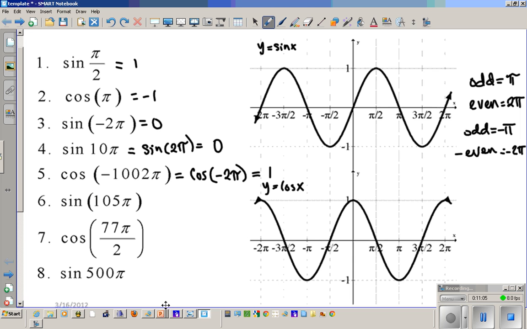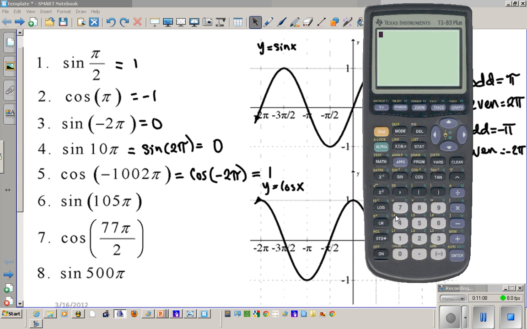Alright, let's check these two with our calculators and see if they are right or wrong. Sine of 10 pi is 0, good. And then cosine of negative 1002 pi is 1. Excellent, we're looking good.